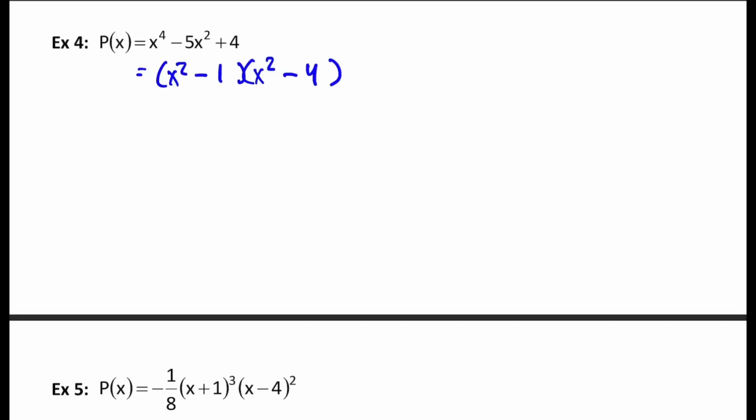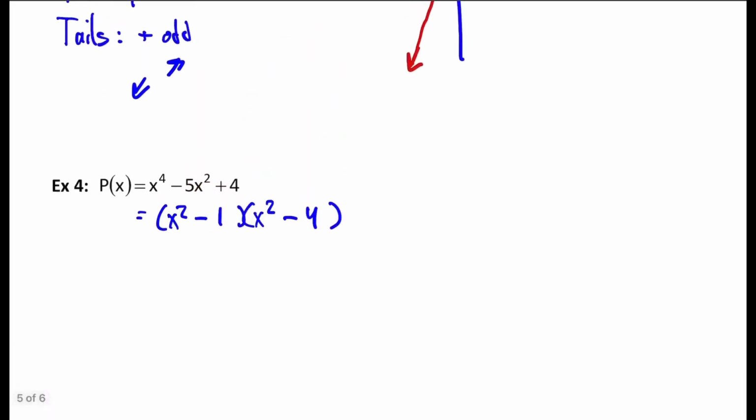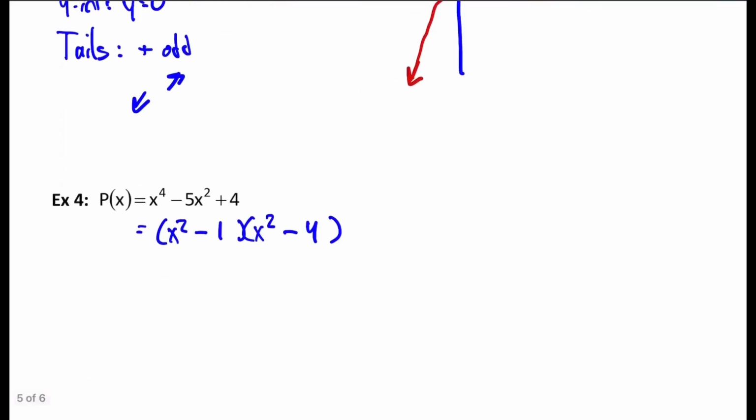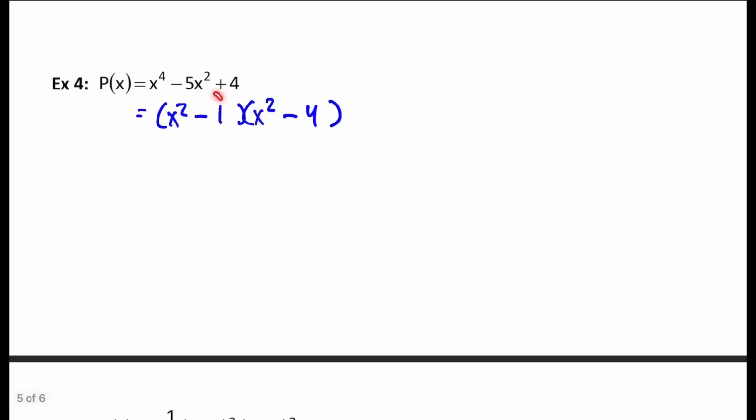Notice the difference between these two factors here and the way they're written and this one. This gets mixed up from time to time. This right here is basically saying x minus 2 times x minus 2. So it's already factored. These are not factored. They're the difference of two perfect squares. So I can take one more step here and write it down as x plus 1, x minus 1 times x plus 2 times x minus 2.